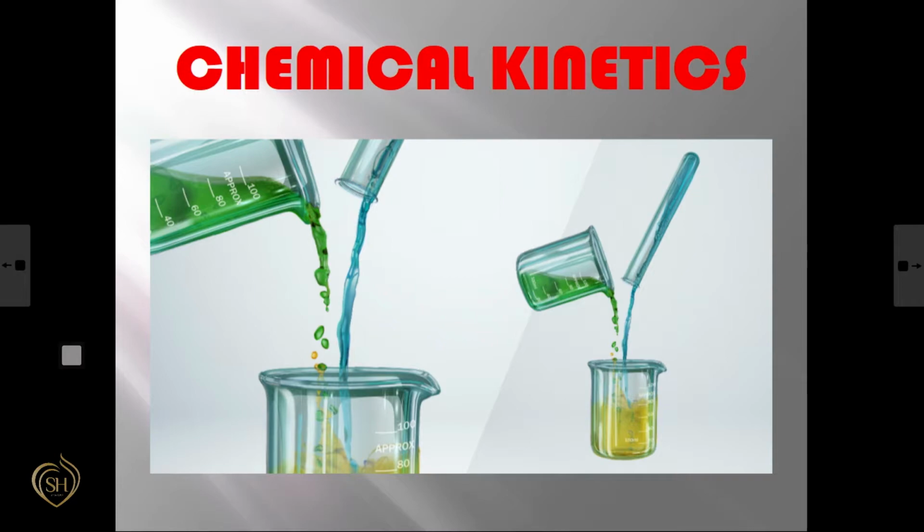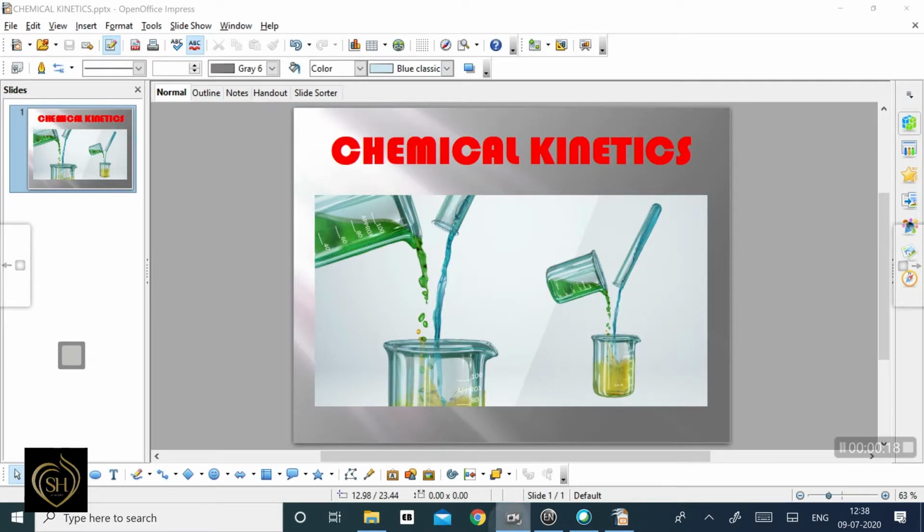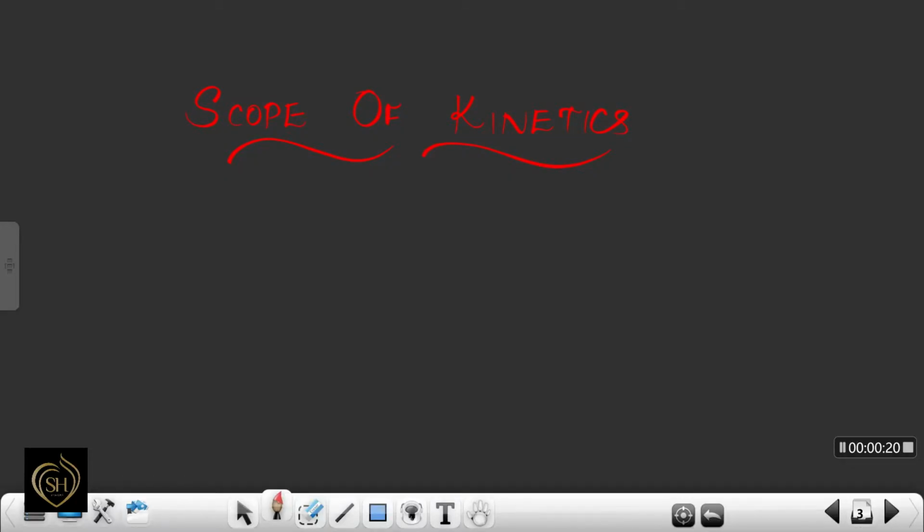So what is the main scope of chemical kinetics? Chemical kinetics measures how fast the products are formed and the reactants consumed.